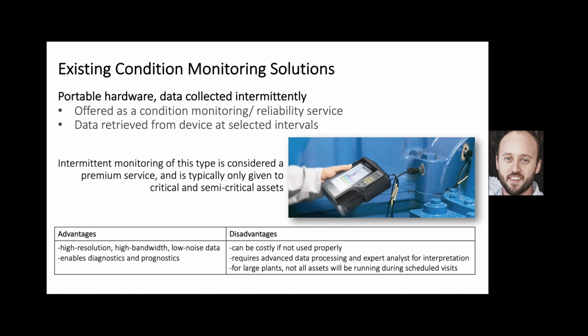So if this is done properly, it can provide a great ROI, but if it's not done properly, it can actually be very costly. And for large plants and large operations where we're looking at deployments of several thousand pieces of machinery or assets to be monitored, oftentimes they're not all going to be able to get this level of attention.